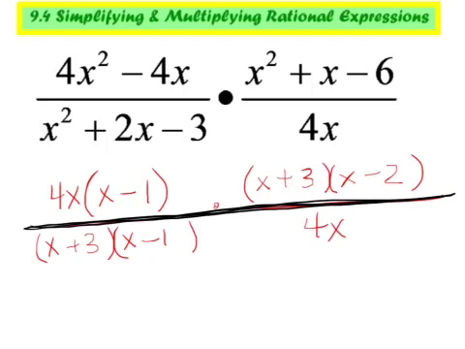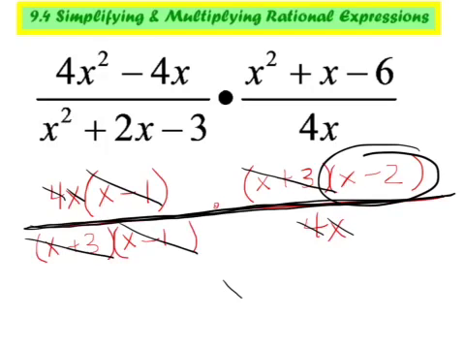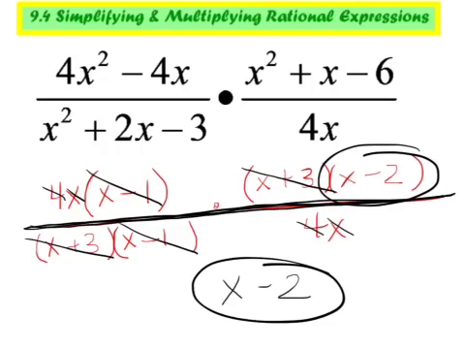So now what I'm going to do is look and see what I can cancel. Here's an x minus 1 and an x minus 1. I have an x plus 3 and an x plus 3. Oh look, I have a 4 and a 4 and an x and an x. The only thing that I have left is x minus 2. That's what this whole great big expression will simplify to.